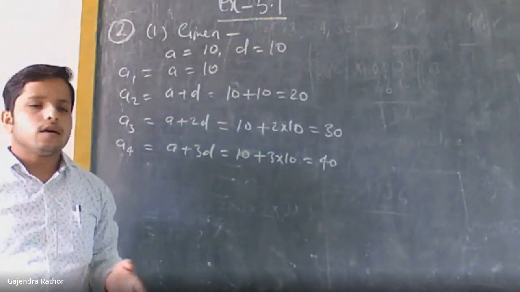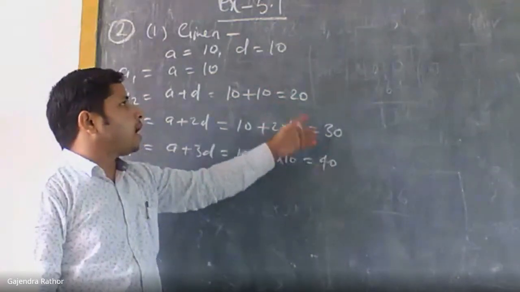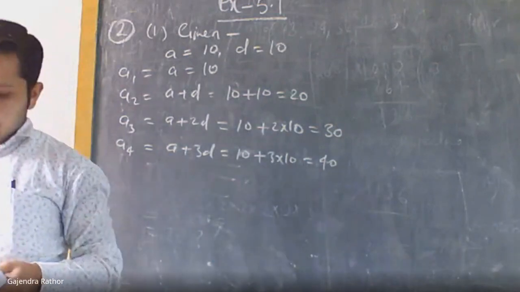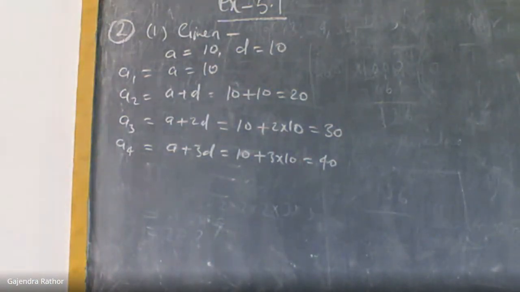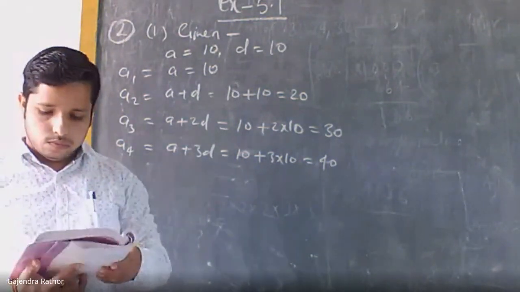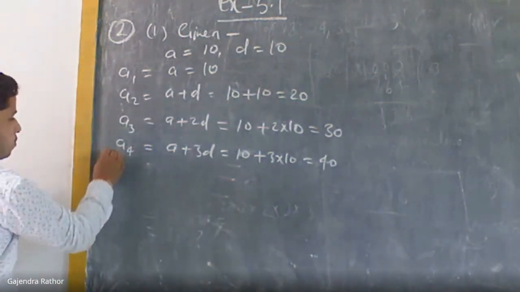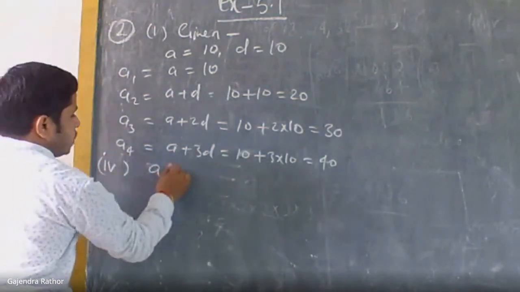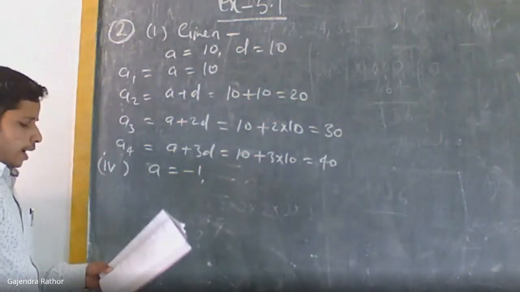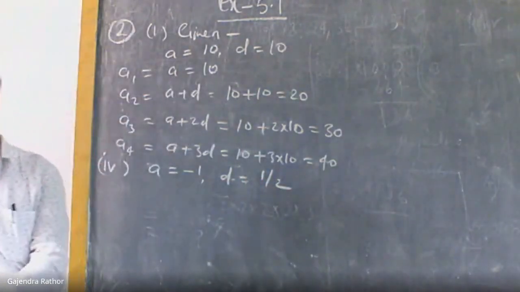We can also check that the common difference for these terms is the same. So this would make the next term 50. So we will continue. The next is the fourth part. a is equal to minus 1 and d is equal to 1 by 2.